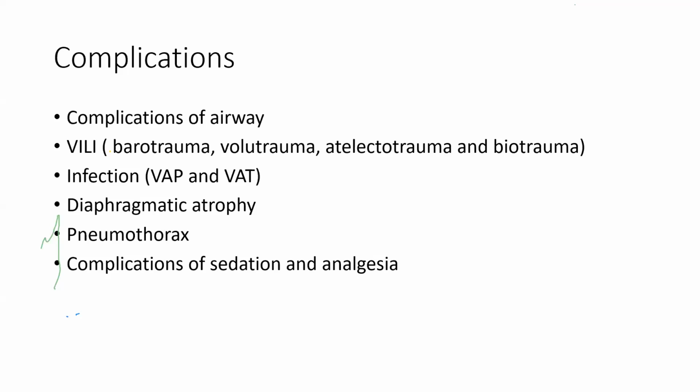Diaphragmatic atrophy is very common. It is a relatively new concept in mechanical ventilation, but it is now found to have profound effects on the patient's outcome, and it happens very early on in mechanical ventilation. When the patient relies on mechanical ventilation, this inevitably causes some atrophy to the diaphragm and consequently makes it difficult to wean the patient. So these are some of the complications of mechanical ventilation.